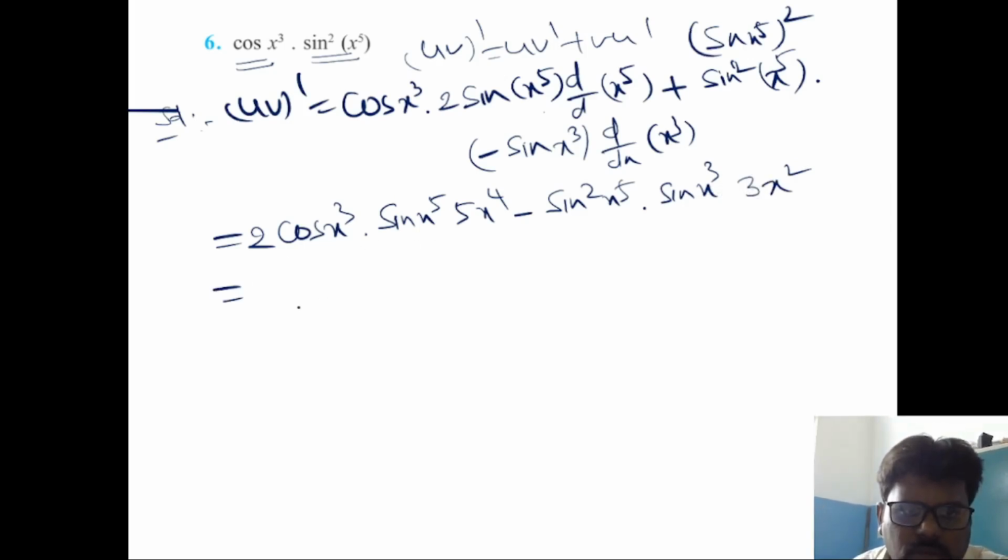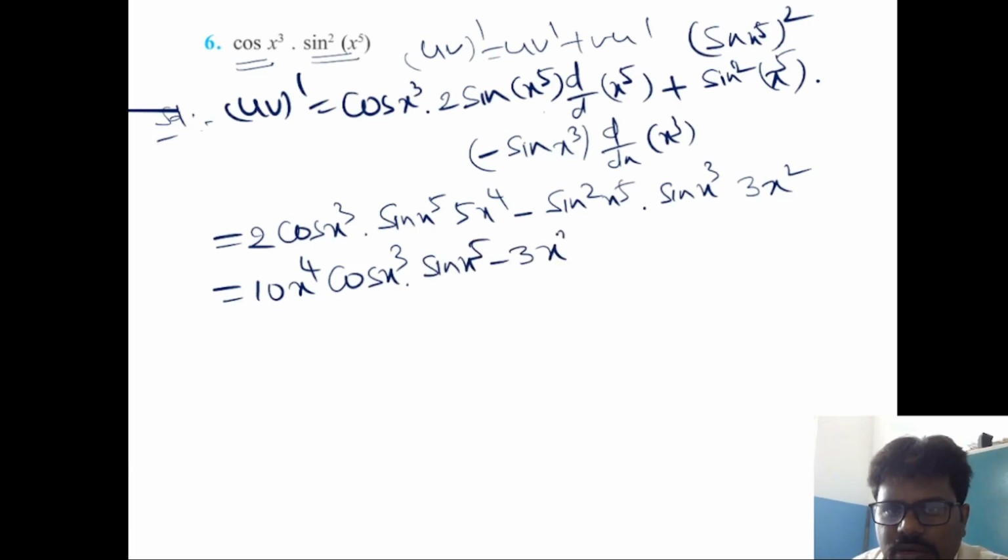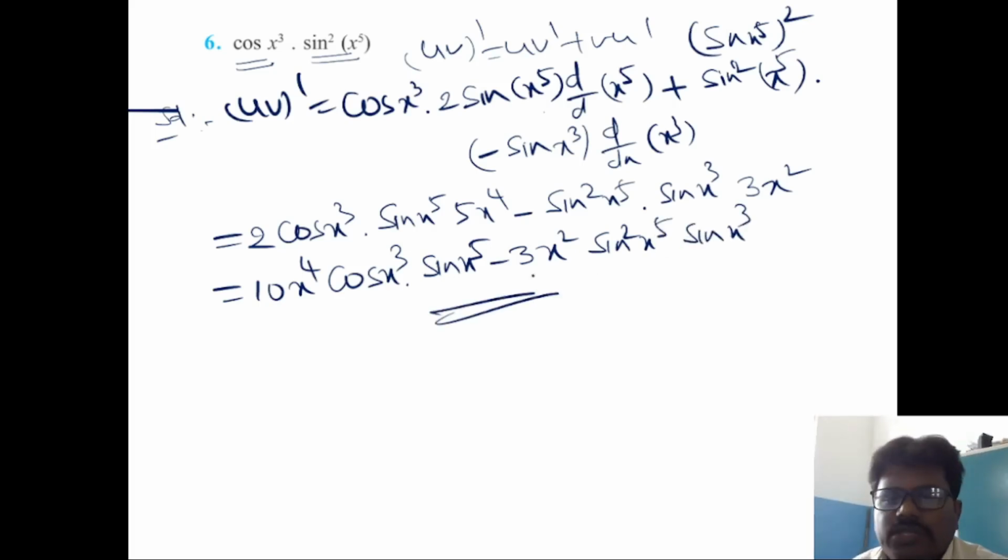Multiply everything here. 5 into 2 is 10, constant I am writing first, then x term x power 4, and here we have cos x cube and sine x power 5 minus here 3x square sine square x power 5 and sine x cube. Okay, so this is the solution, and still you can continue by taking the terms which are common, but here no need, you can proceed as this is the final step.